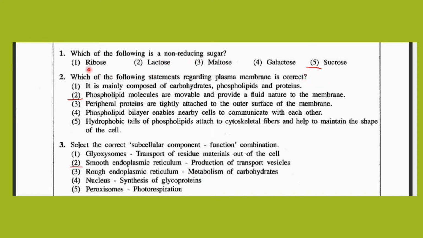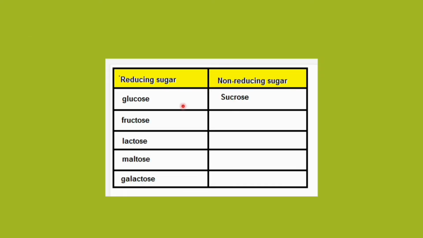So here ribose, galactose, they are monosaccharides. So all monosaccharides are reducing sugars. Lactose and maltose are disaccharides. Those two are reducing sugars. Sucrose is also a disaccharide and it is a non-reducing sugar. So the answer is the fifth one. So all monosaccharides, and from the disaccharides, lactose and maltose, they are reducing sugars.